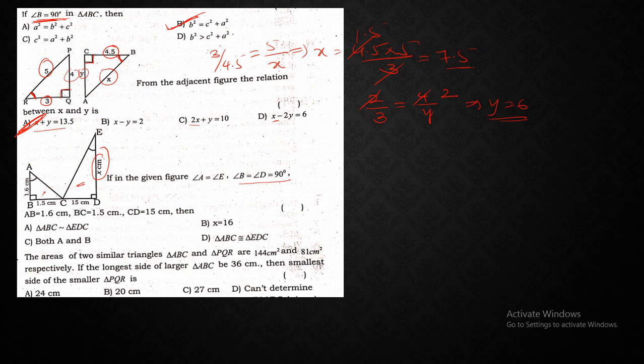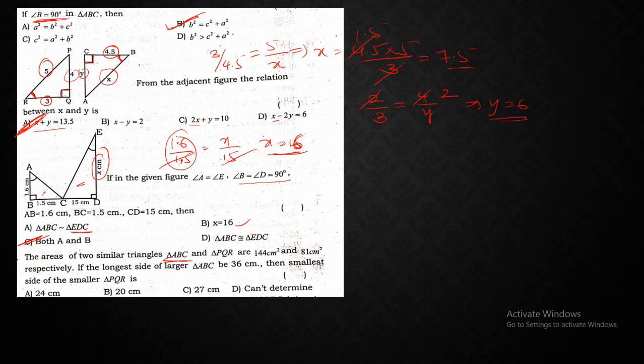If you observe this, 1.6 by 1.5 is equal to x by 15. Since both are containing the decimal point, I can directly write it as 16 by 15. So the 15s I can cancel. So x is equal to 16, right? So x is equal to 16 is correct. Next, which two triangles are similar? ABC triangle is similar to EDC triangle. So both A and B are the correct answers.